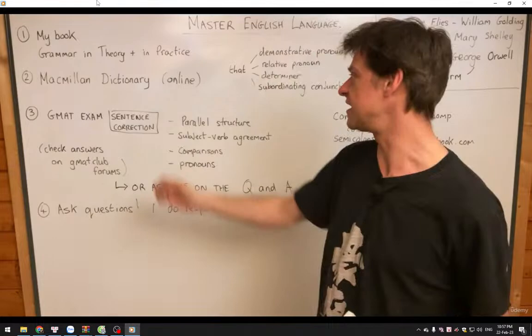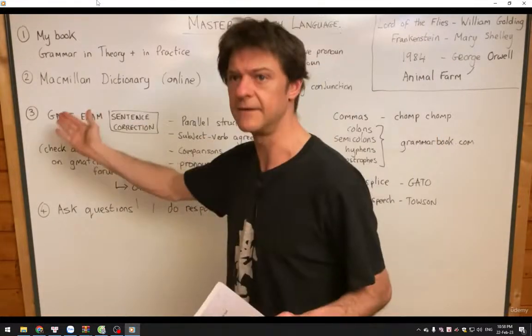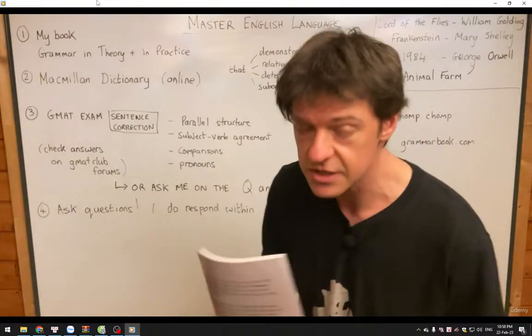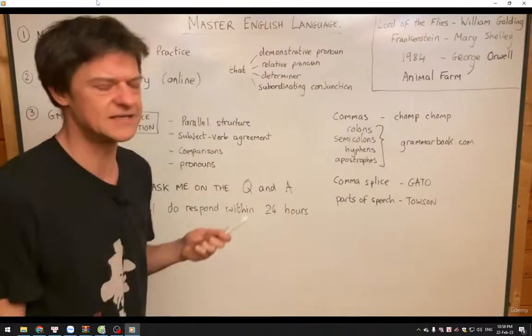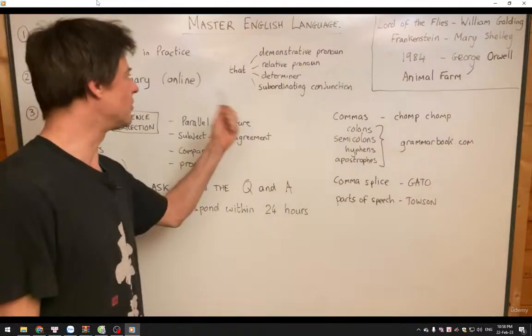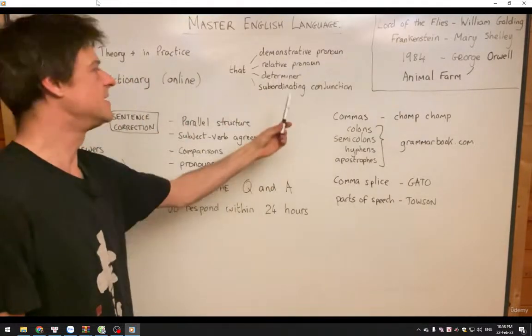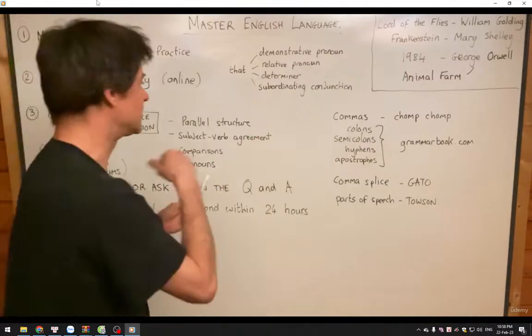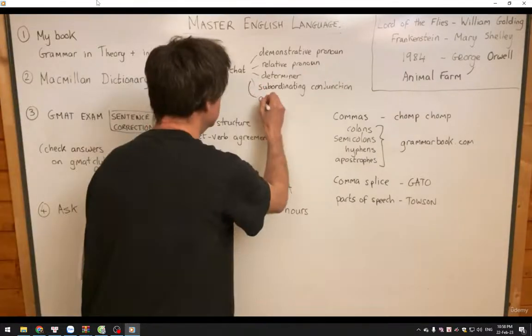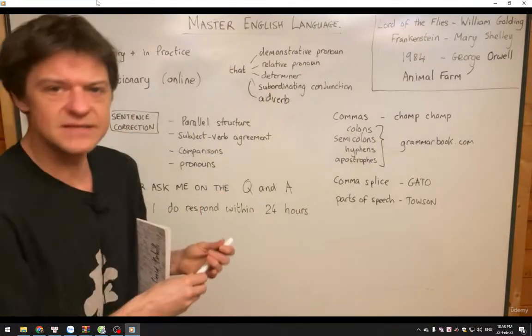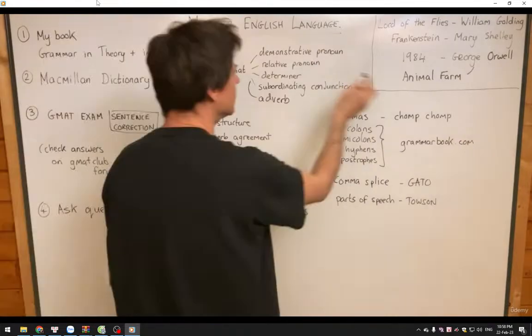I prefer this dictionary because I believe it is much better than all the other dictionaries, especially for parts of speech. And this is because when you look up a word like that, which is a very difficult word, you will see on Macmillan that it's a demonstrative pronoun, it's a relative pronoun, it's a determiner, it's a subordinating conjunction. In fact, it's an adverb as well. I forgot that one.